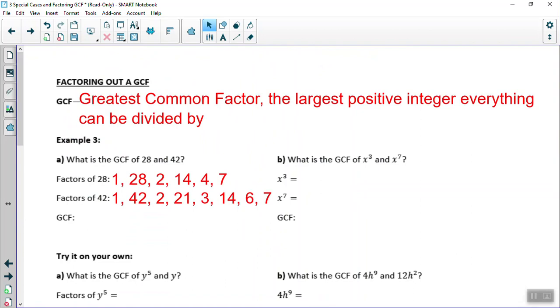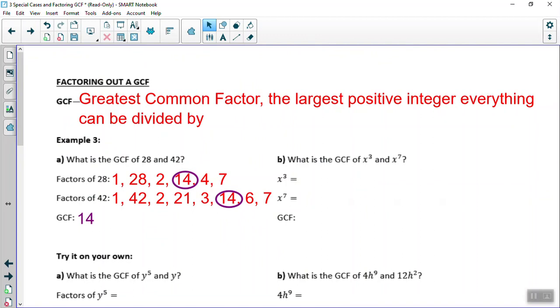Now we need to look for what's the biggest one that both of them have in common. Well, when I look through, they both have 14. That is the biggest one that they have in common. So my greatest common factor is 14.